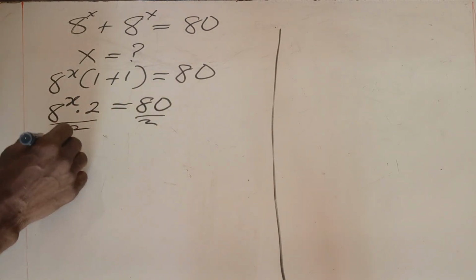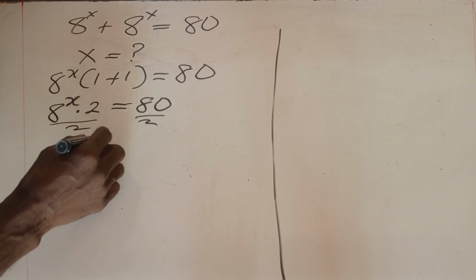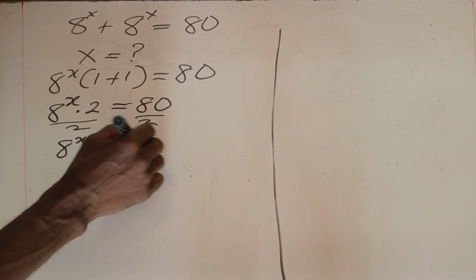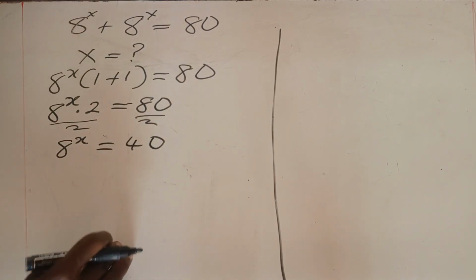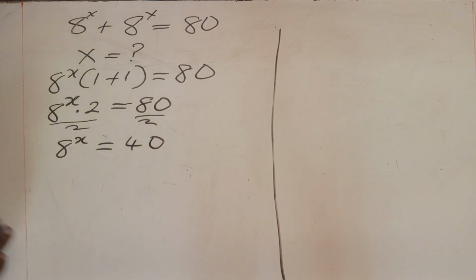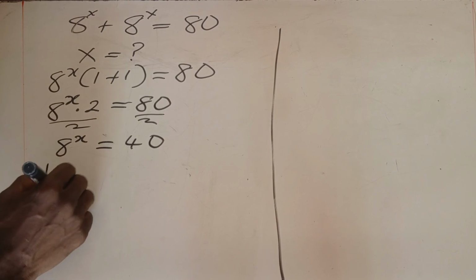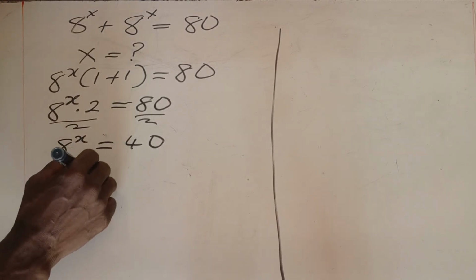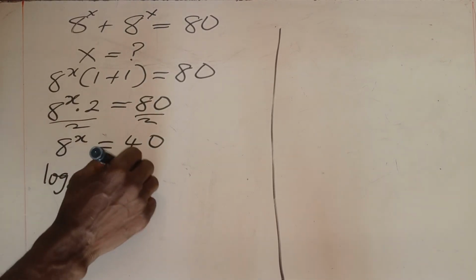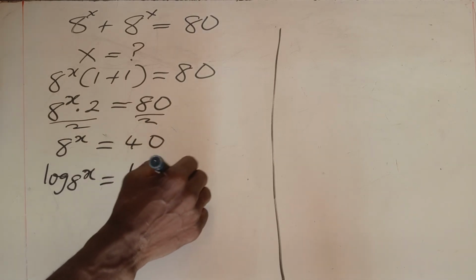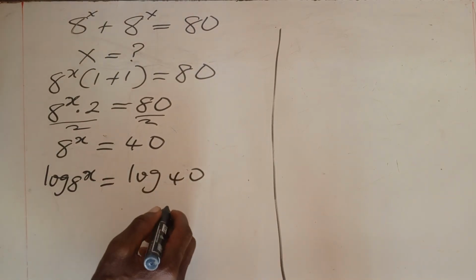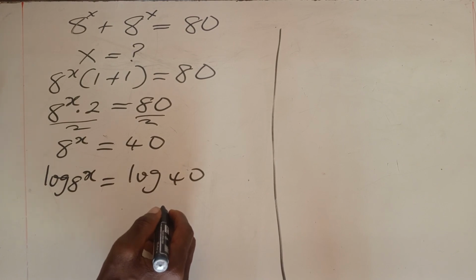Here we will have 8^x equals 40. Then you take the log of both sides. You will have log 8^x equals log 40.